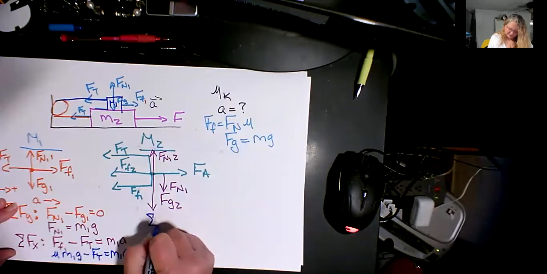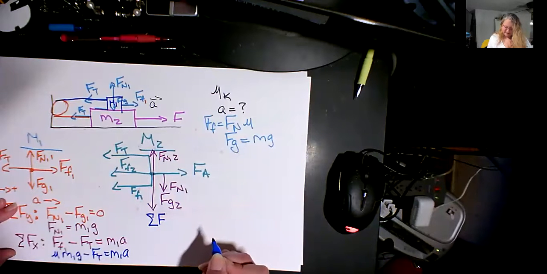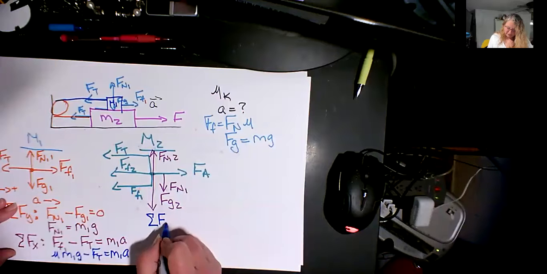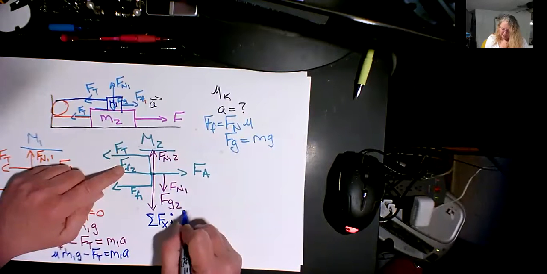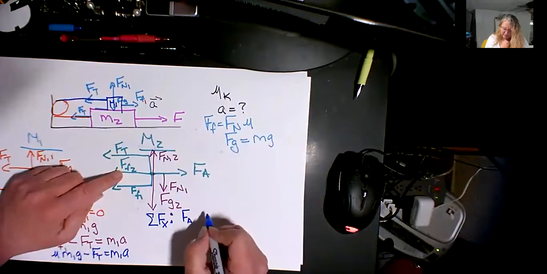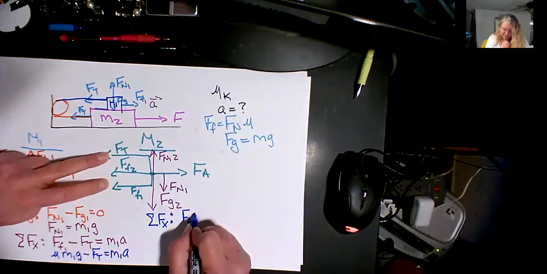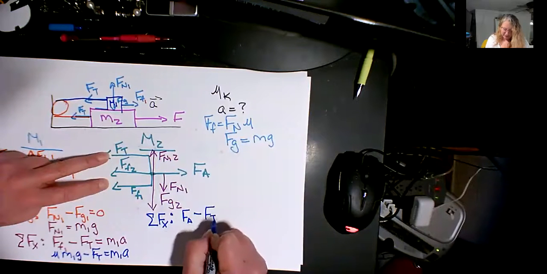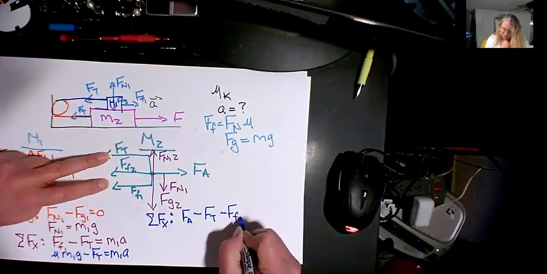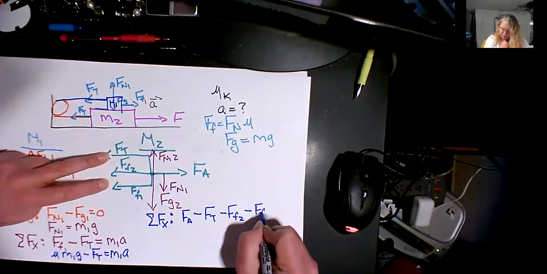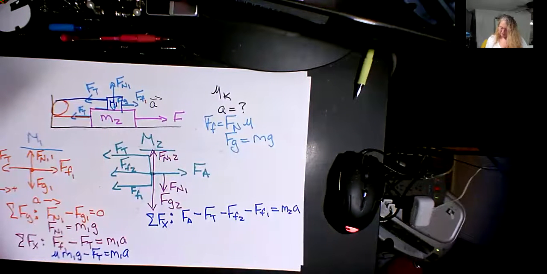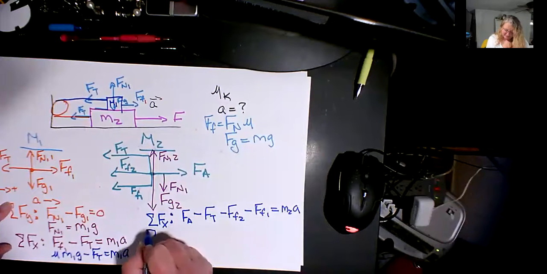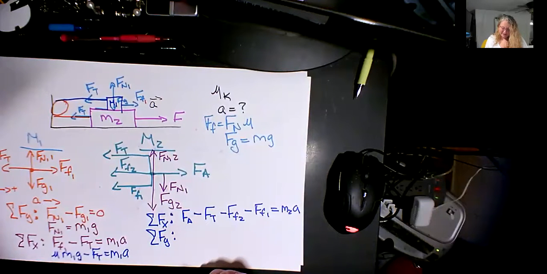Sum of forces in the x, I think it's ugly no matter which way we do it. Let's just start with the x. Force applied to the right, and then I have 3 things opposing that. Minus the force of tension, minus the force of friction 2, minus the force of friction 1 equals mass 2 times acceleration. Sum of forces in the y. Is this one uglier? It's actually a little prettier.